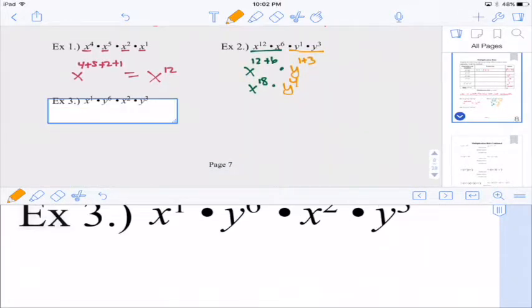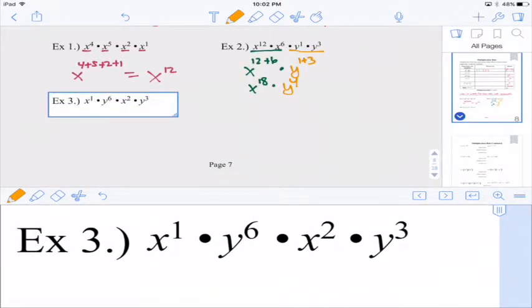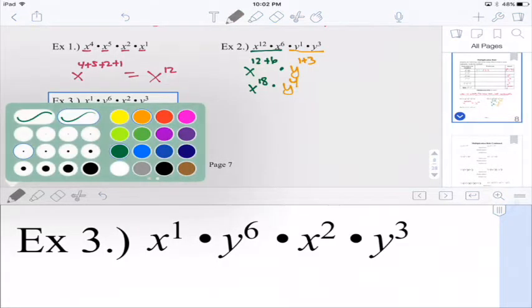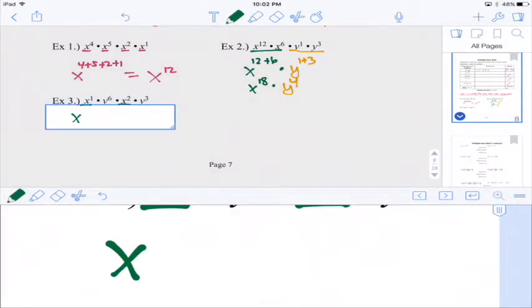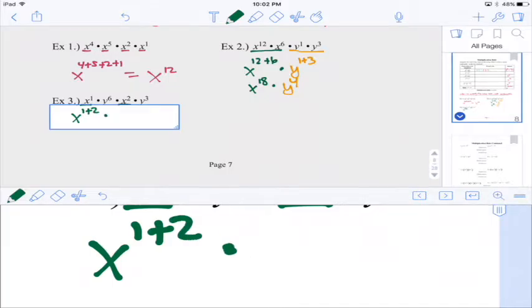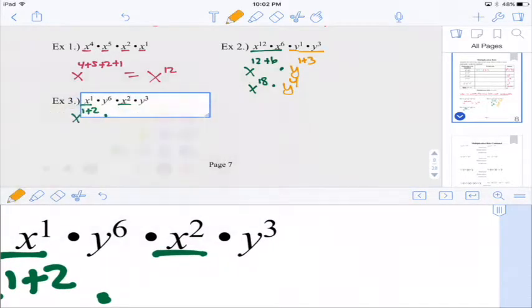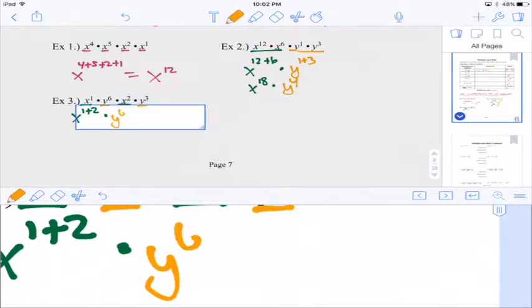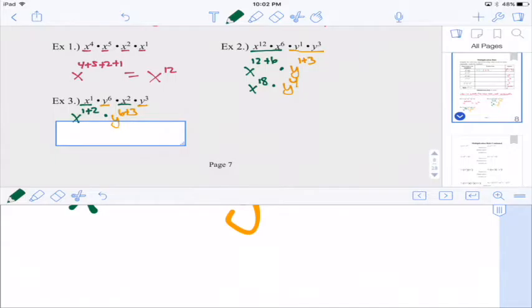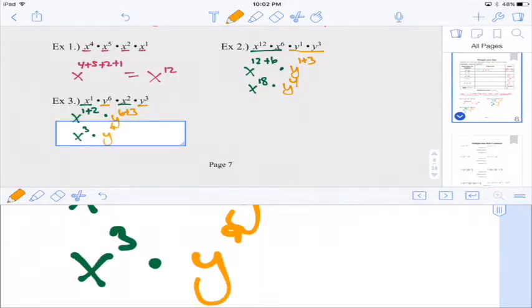And finally, in example 3, same thing, different variables, but we know the commutative property of multiplication means that we can multiply our x's first. So we could do x to the 1 plus 2 times, we can multiply our y's second. Y to the 6th times y cubed, so y to the 6th plus 3. X to the 3rd times y to the 9th.